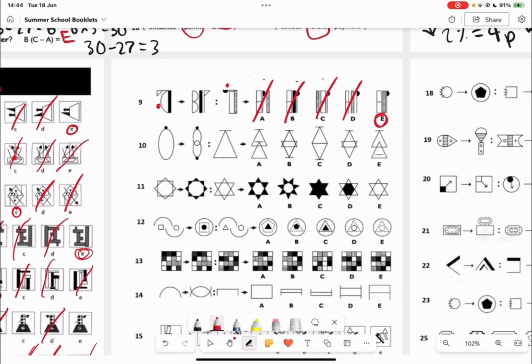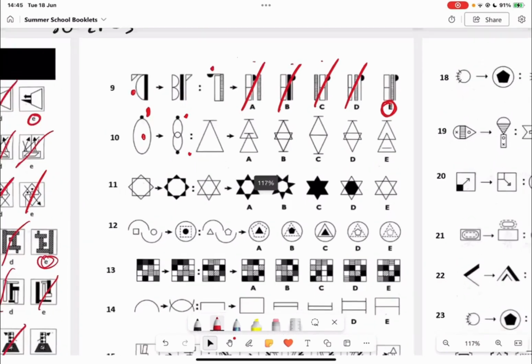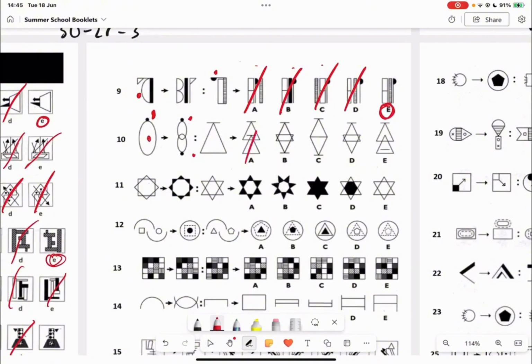Then question 10. In question 10 we can see the oval is duplicated and then the circle is duplicated and circles are added to the top and the bottom of the shape. So we're going to duplicate our triangle too. So it cannot be A, and neither can it be B because they aren't overlapping, and it can't be E. So now we need to identify the difference between D and B, and this is the line at the top and bottom of the shape, so we can cancel out D, and the answer will be B.